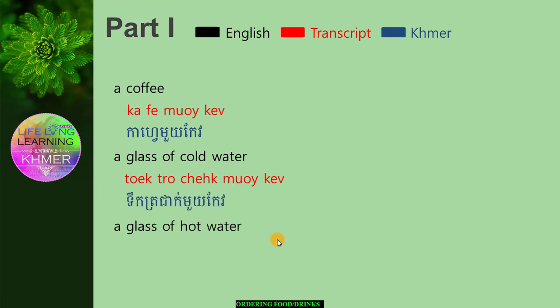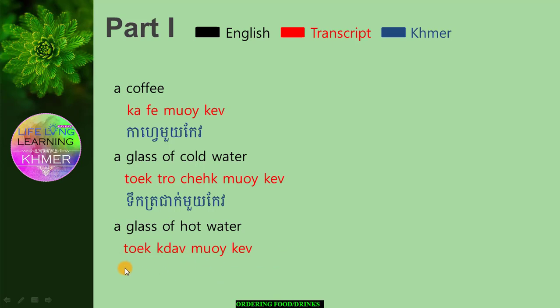And the next one, a glass of hot water. In Khmer, we say "tuk dau muoi kao." "Aoi khnyom som tuk dau muoi kao." Or you can add "mok." "Aoi khnyom som tuk dau muoi kao mok."